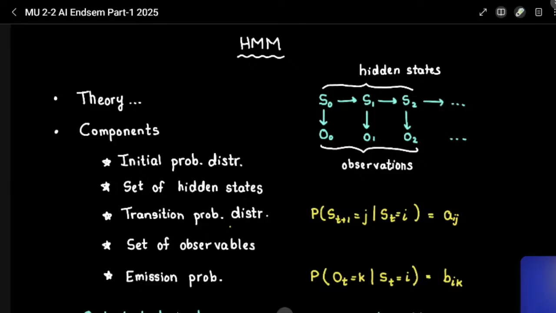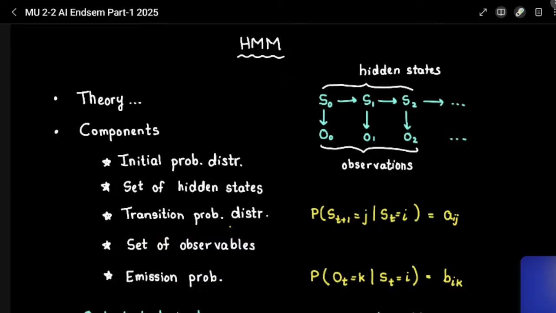What does HMM have? It has some initial probability distribution. It has some set of hidden states. We'll come to what hidden is. And then as usual, you have transition probabilities, just like in Markov model. And then you have a set of observables. Now these two things are new: hidden states and observables. And then you have emission probabilities. So it's not just transition probabilities, you have something called the emission probabilities.